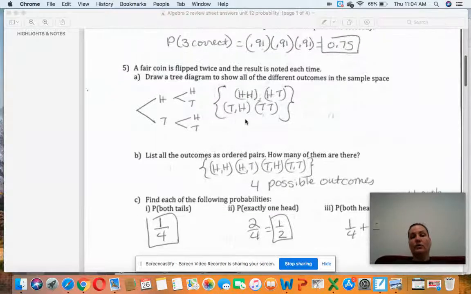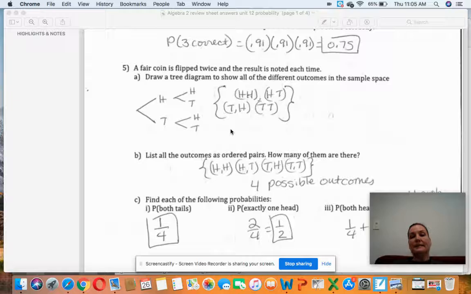Number 5, I want to draw a tree diagram for flipping a coin twice. So the first time I flip the coin, I can get heads or tails. Now say I got heads the first time, what can happen the second time? I could get heads or tails the second time. Let's say I got a tail the first time. What could I get the second time? I can get a head or a tail.